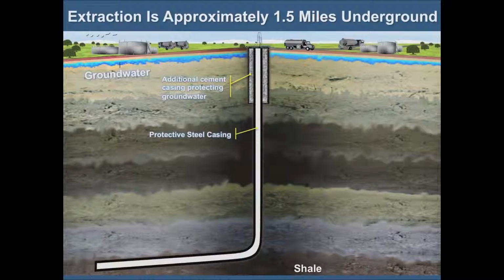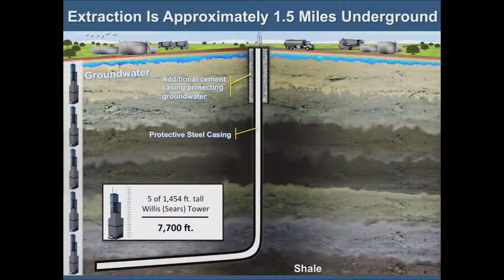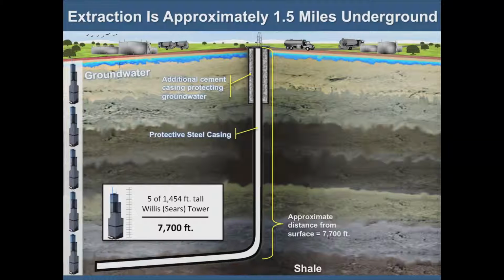To help visualize the extreme depths at which extraction occurs, imagine you are standing on the observation deck of the Sears Tower, now known as the Willis Tower in Chicago, Illinois, and you are looking down to the streets below. Now imagine 5 of the Willis Towers stacked on top of each other and looking downward from that distance. 5 Willis Towers stacked vertically are the equivalent of 7,700 feet, the approximate depth at which extraction occurs.